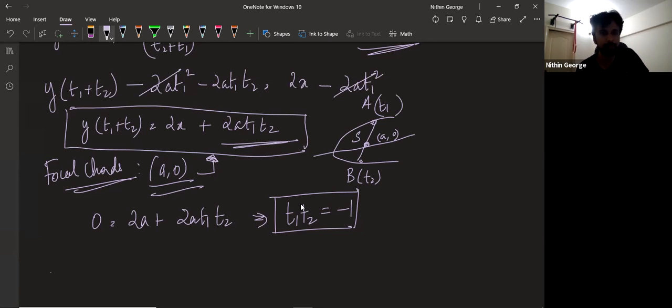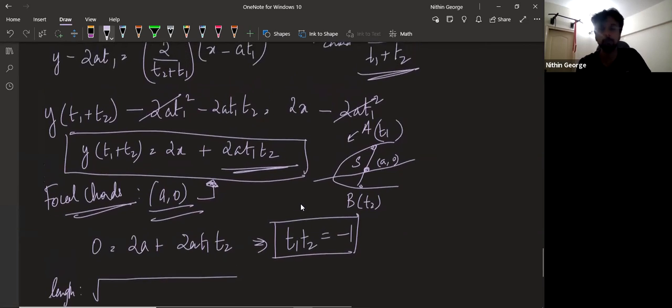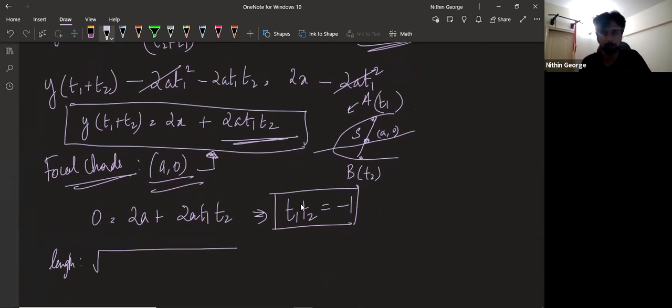Okay. Now, how do you find the length of the focal chord? Can you please tell me the length of the focal chord? Root of... So this point is (at1 square, 2at1). Sorry, (at2 square, 2at2). So this becomes the square root of (at1 square minus at2 square) the whole square, plus (2at1 minus 2at2) the whole square. What does this come out to? I can take a common.